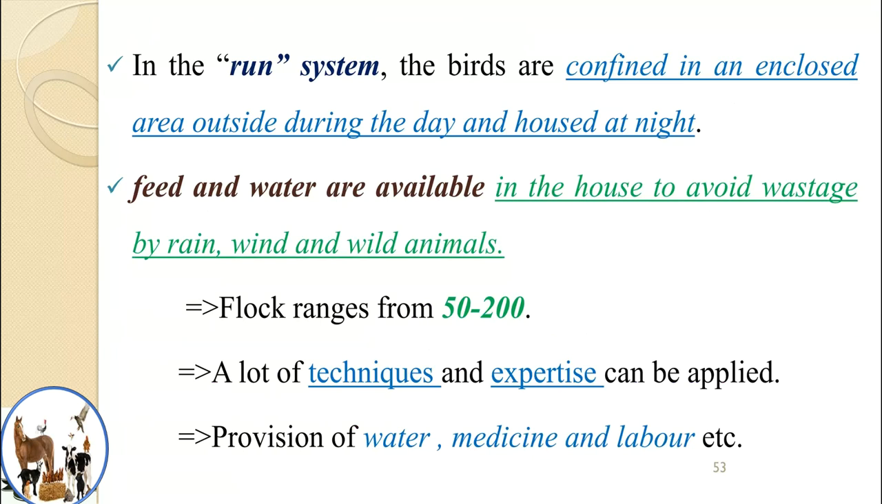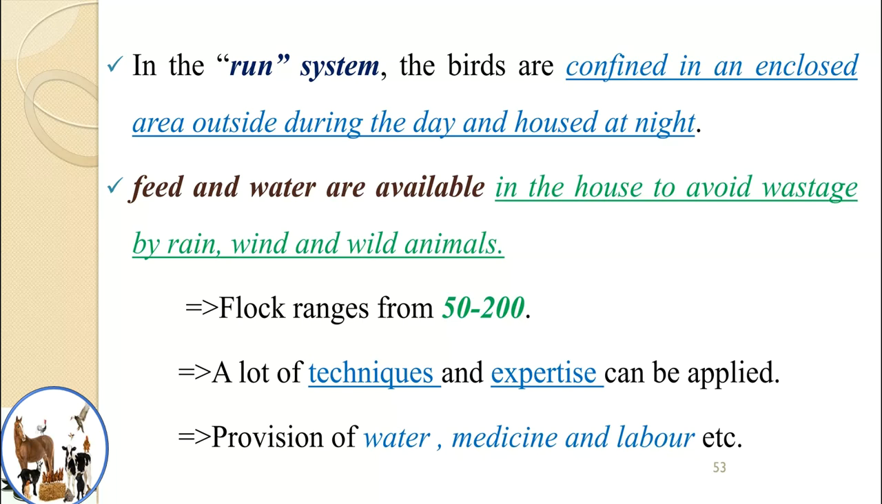And in the run system, the birds are confined in an enclosed area outside during the day and housed at night. So this system is very safe for the birds and there is not a lot of loss of birds, whereas the feed and water are available in the house to avoid wastage by rain, wind and wild animals. The flock size in the Indian system ranges, depending upon the number, from 50 to a maximum of 200.